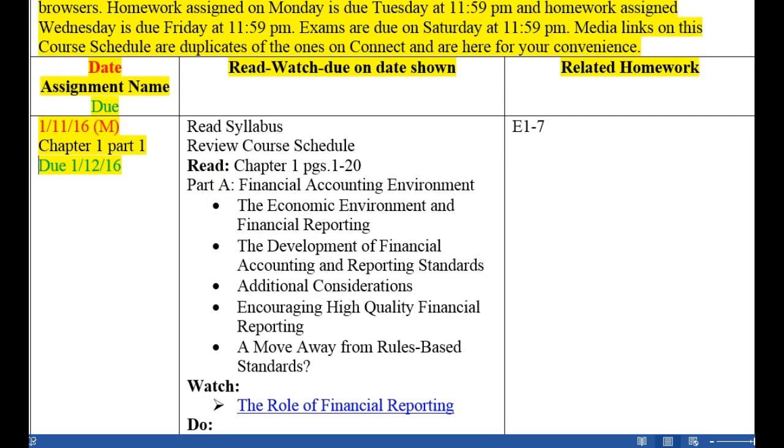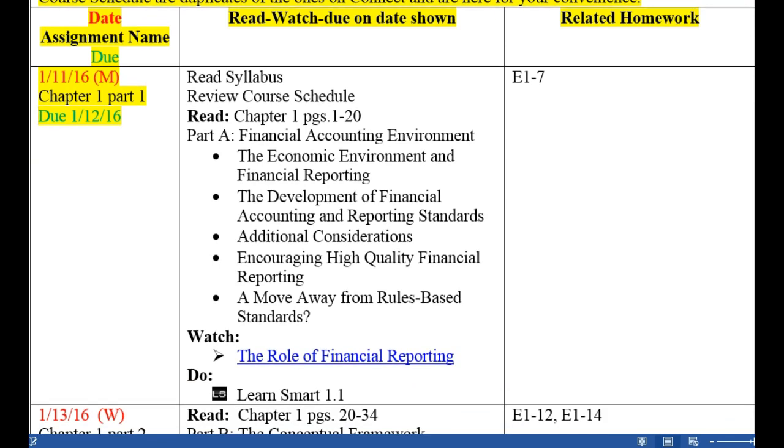What I want you to do on the date shown is read the syllabus and review the course schedule. I think you've done that as a result of the orientation process. Here comes the read, watch, and do. It repeats on every row. You should read Chapter 1, pages 1 through 20, and these are the detailed headings in those pages. I know 20 pages sounds like a lot, but I promise they're mostly pictures.